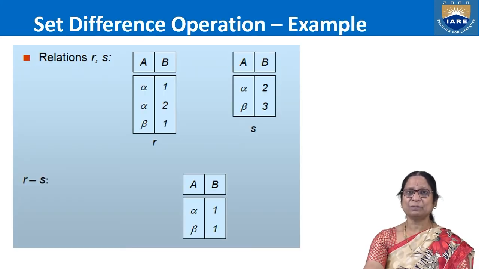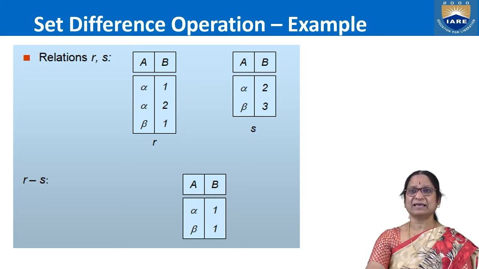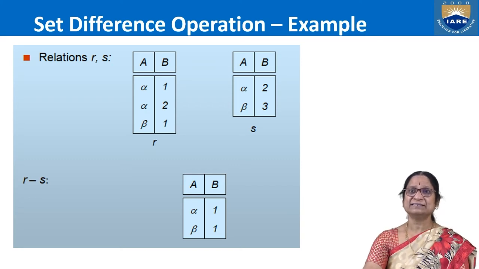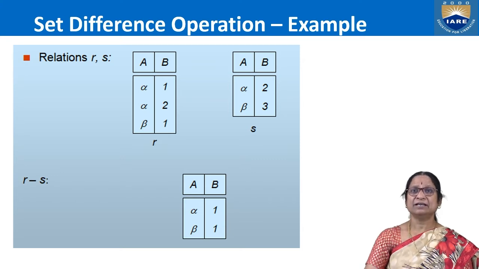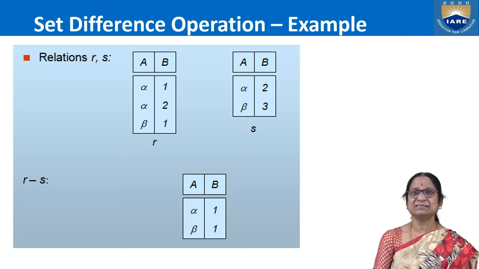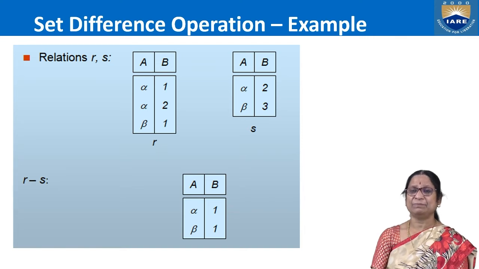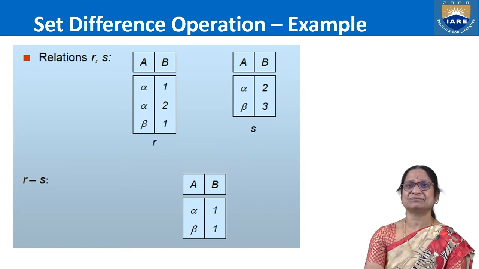Okay, now the next operator is set difference. Set difference means, as in the case of sets, the tuples which exist in the R relation and which do not exist in the S relation are the result. R minus S means those in R which are not in S. For this operation also, the two relations must have the same arity and also compatibility. These two conditions must be satisfied.